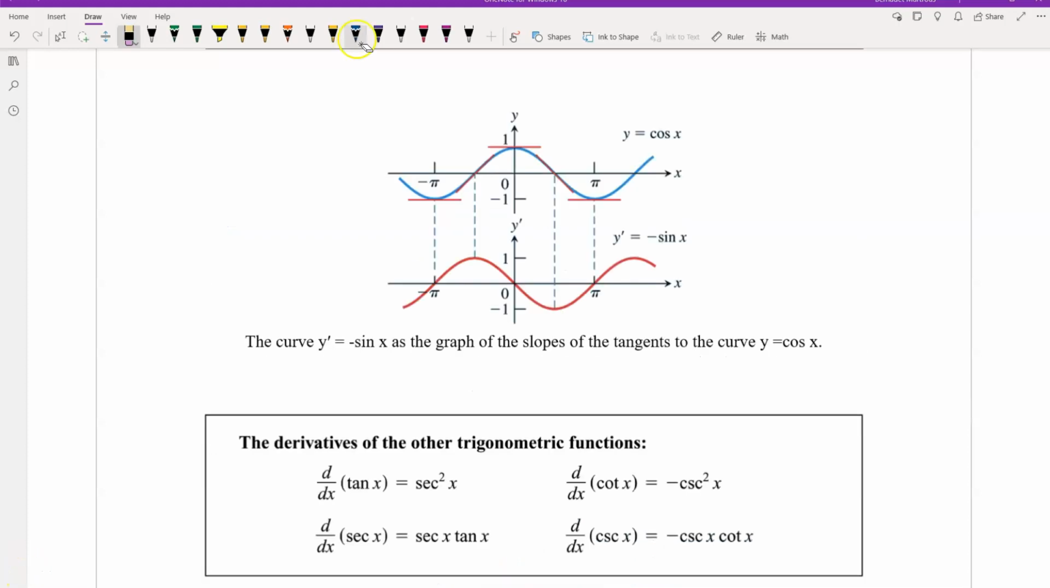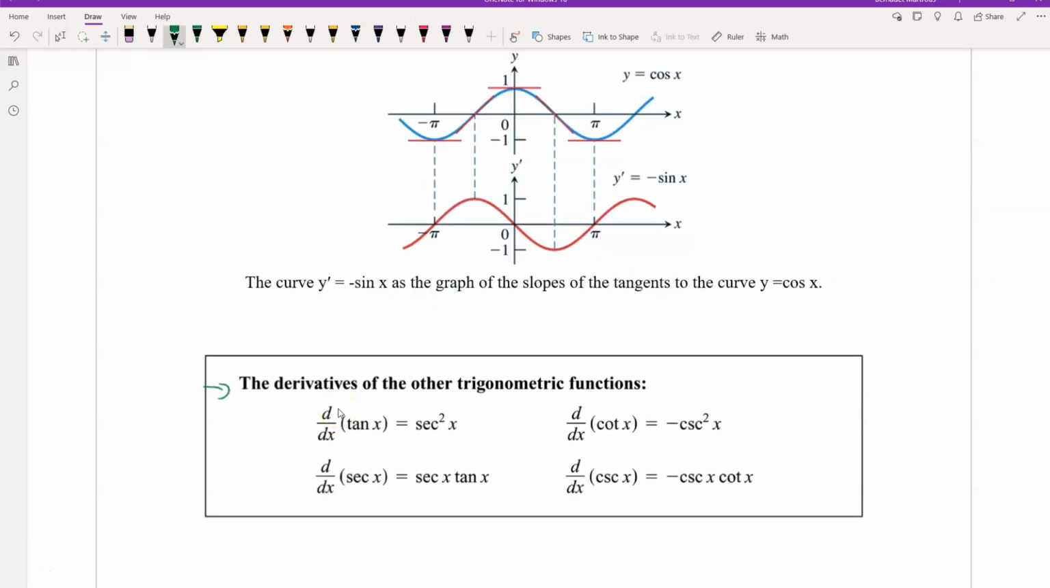sine x. Here on this part, we have this graph for y equal to cosine x, and here is y prime equal to negative sine x, which is the derivative of cosine x. So the curve y prime equal to negative sine x is the graph of the slopes of the tangents. So these are tangents to the curve y equal to cosine x.